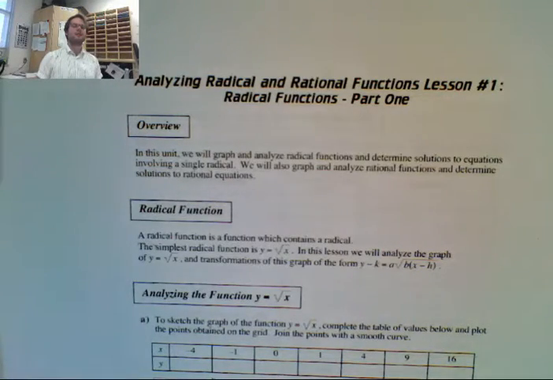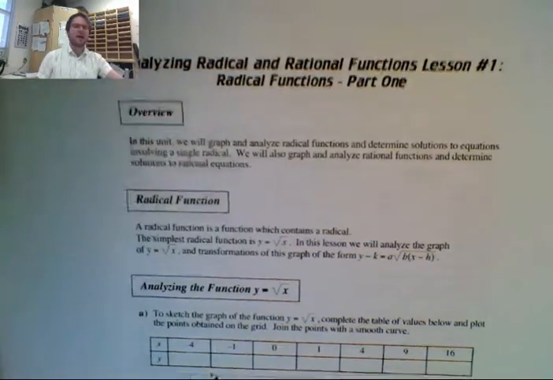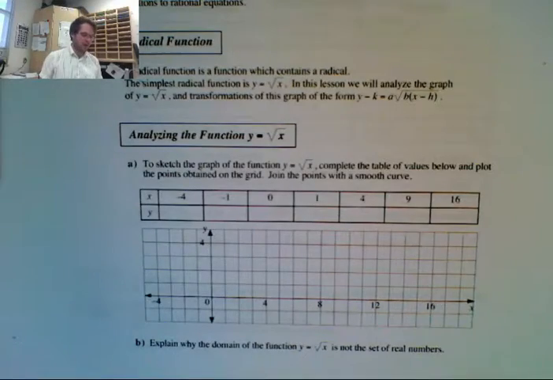Hello, Math 30-1. Today we're going to be looking at radical functions and what radical graphs look like. To start off, we're just going to analyze the square root of x.